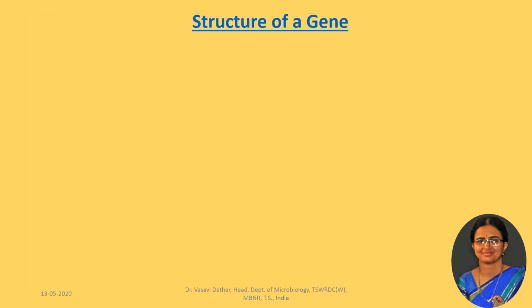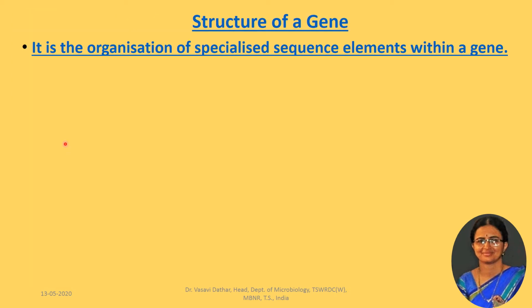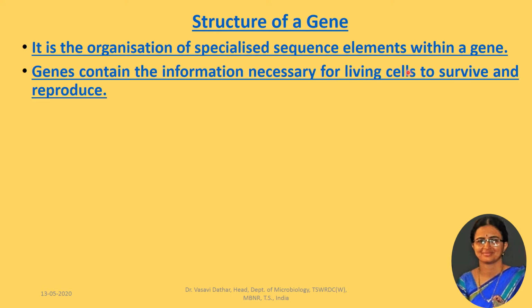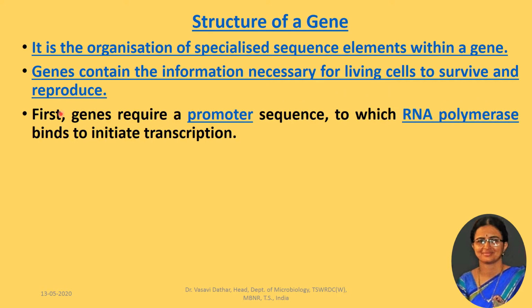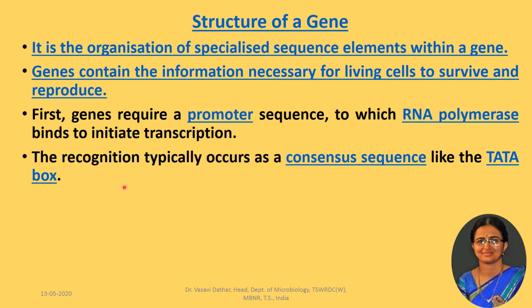Now we will see the structure of a gene. It is the organization of specialized sequence elements within the gene. Genes contain the information necessary for living cells to survive and reproduce. First, the genes require a promoter sequence to which the RNA polymerase binds to initiate transcription. So here the RNA polymerase binds to a consensus sequence like the TATA box.